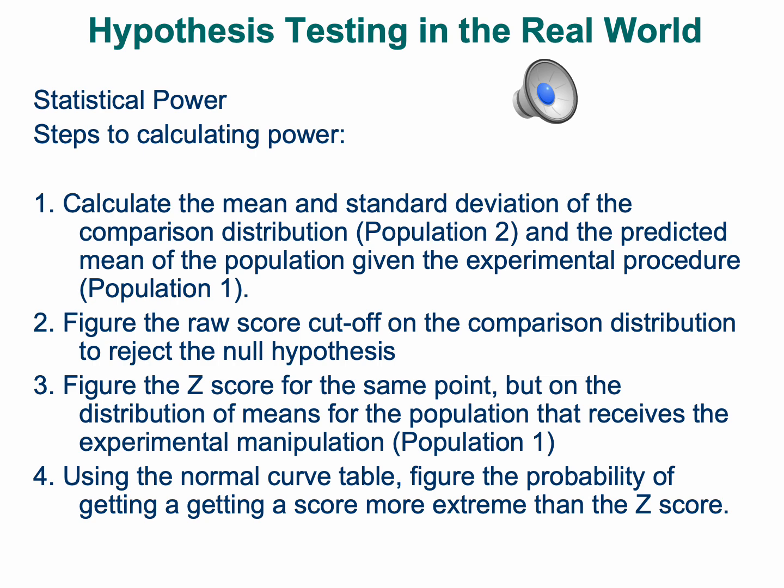Now figure the z-score for the same point, but do this on the distribution of means for the population that receives the experimental manipulation, population 1. So this would correspond to the distribution at the top of these displays, these graphs that we've seen before, and on the simulator. So you find out where that z-score is, and then using the normal curve table again, figure out the probability of getting a score more extreme than that score.